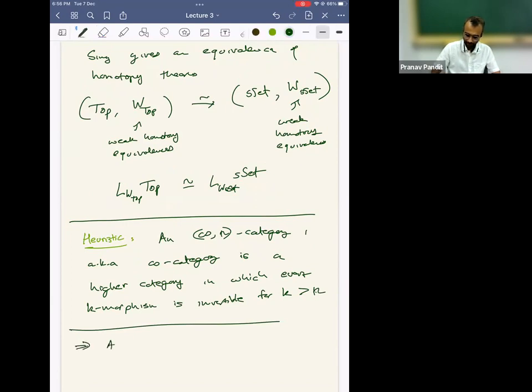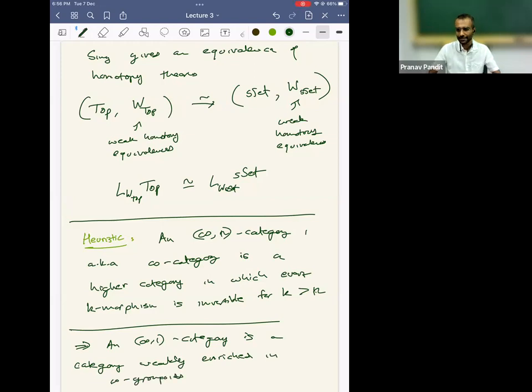So in particular, this principle implies that an infinity one category is a category weakly enriched in infinity groupoids, right? And that's why I define an S set enriched category to be an infinity one category, because the Homs are infinity groupoids. Homs are spaces.